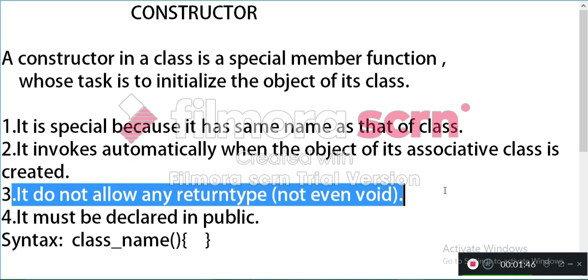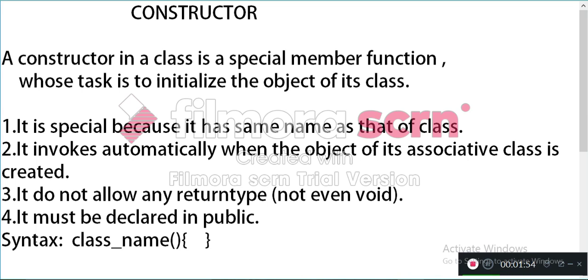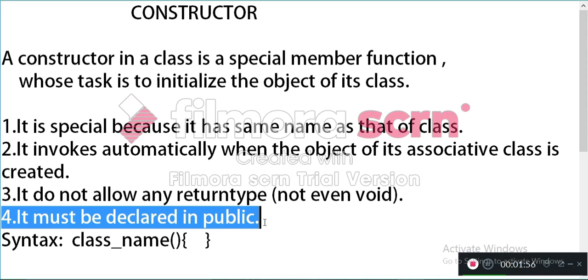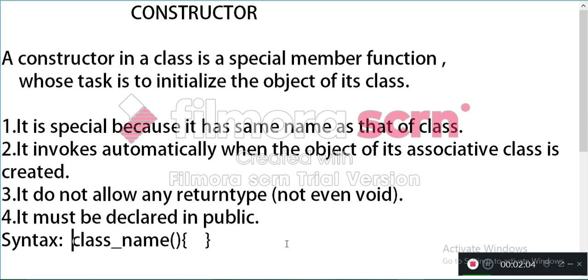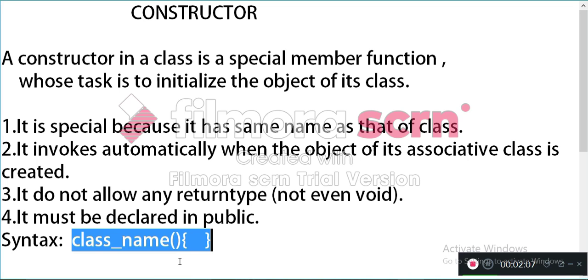It does not allow any return type, like void or int. There are many return types, and none are allowed in constructors. It must be declared in the public section. This is the main point: it must be declared in the public section of the class. Now we have its syntax: the class name as the function name, and the curly braces in which the body of the function is written. So this is the syntax of the constructor.